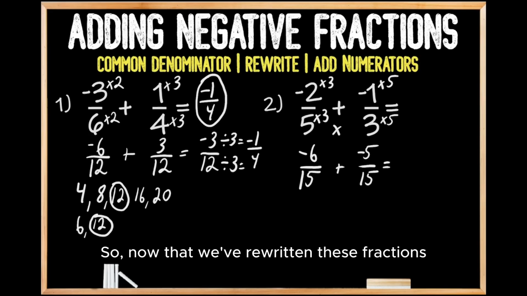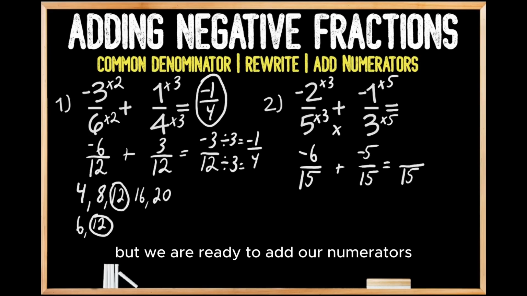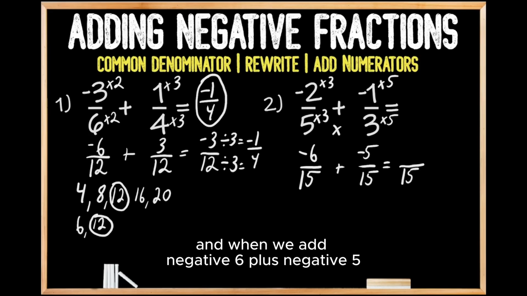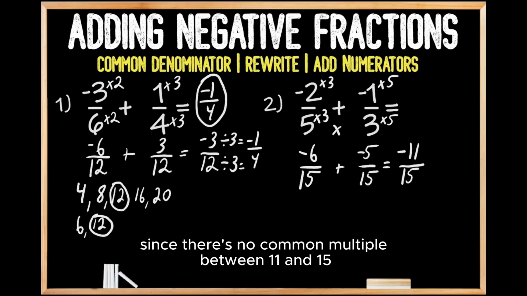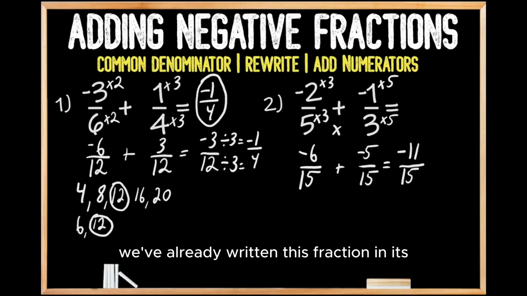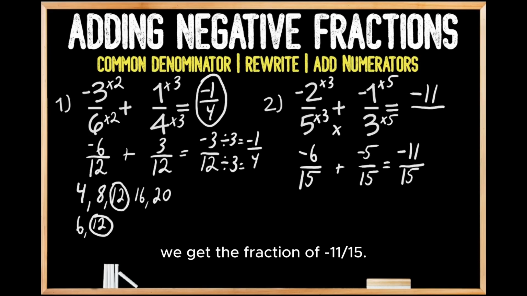So now that we've rewritten these fractions, we're ready to start adding our fractions. So our denominator is not going to change. It's still going to be in 15ths in our answer, but we are ready to add our numerators. And when we add negative 6 plus negative 5, we get negative 11, giving us the fraction of negative 11/15. And now, since there's no common multiple between 11 and 15 other than 1, we're done. We've already written this fraction in its lowest possible form. So when we add negative 2/5 plus negative 1/3, we get the fraction of negative 11/15.